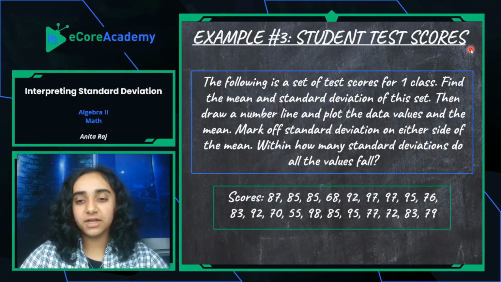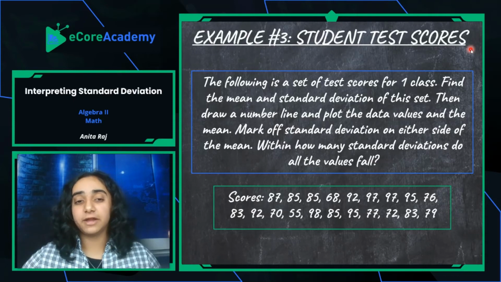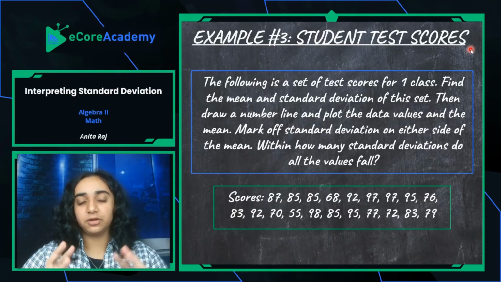If we have a large standard deviation, that means these kids scored a wide range of test scores. If we have a smaller standard deviation, they all performed about the same and they're clustered around the mean.